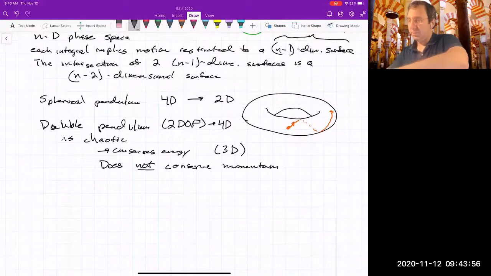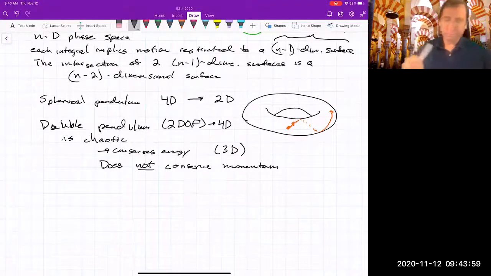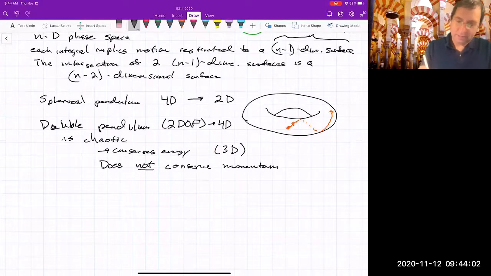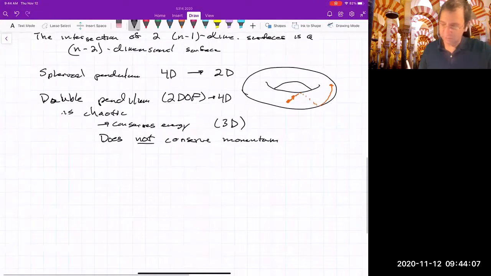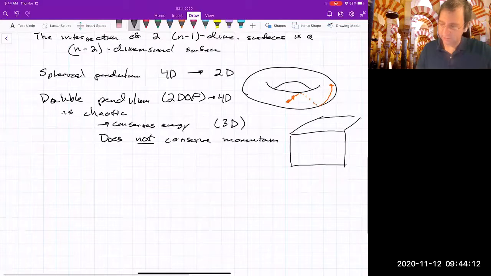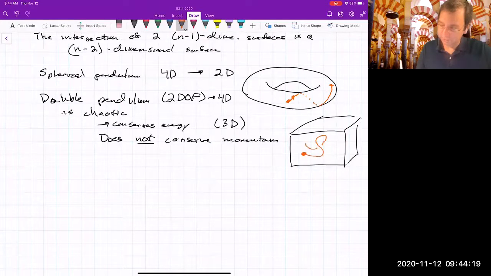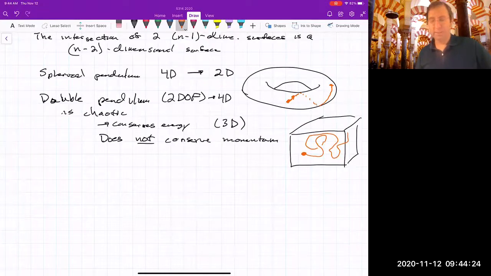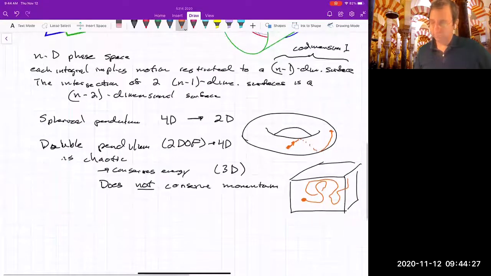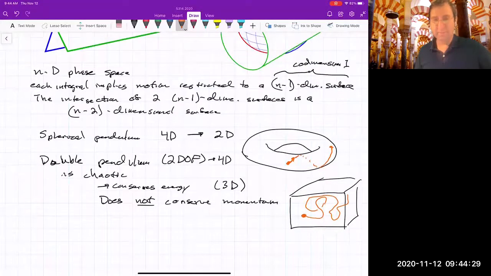So in this dimension counting game, I don't know what that three-dimensional energy surface looks like for the double pendulum, but I'll just draw it as a block. It's not really a block, but it can explore this full three-dimensional space and that's enough room to be chaotic. Any questions about chaos?